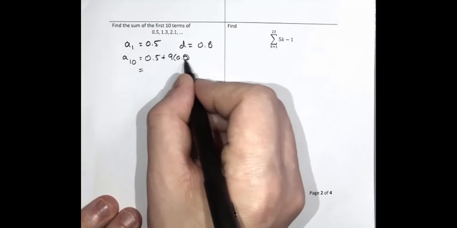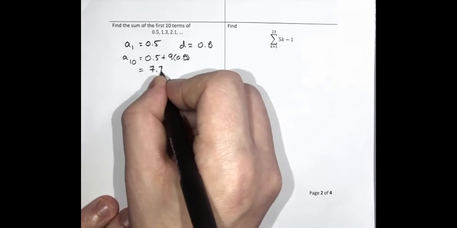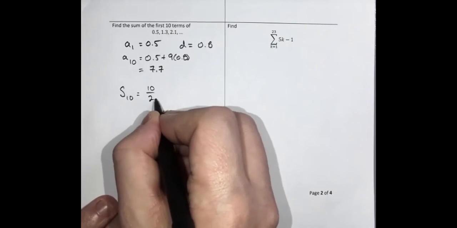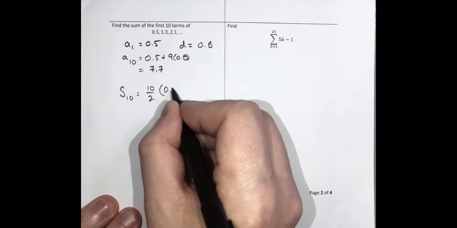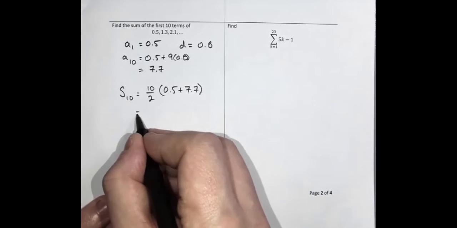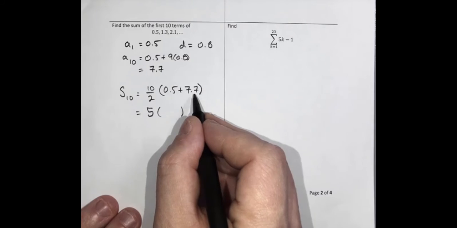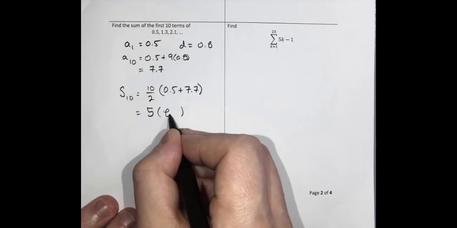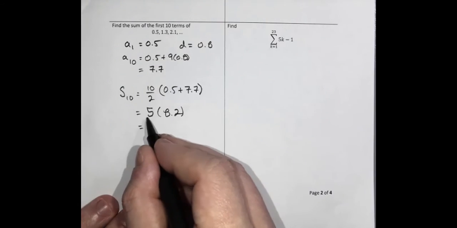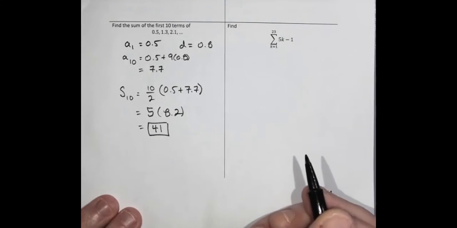Okay, and I know that 9 times 0.8 is 7.2, so adding on the extra half is going to give me 7.7. So the sum of the first 10 terms would be 10 over 2, first term plus last term. And so 10 over 2 is a 5. 0.5 added on to 7.7 would be 8.2. And so 8 times 5 is 40, and a fifth times a 5 is 1. So 40 and 1, that's going to be an answer of 41.